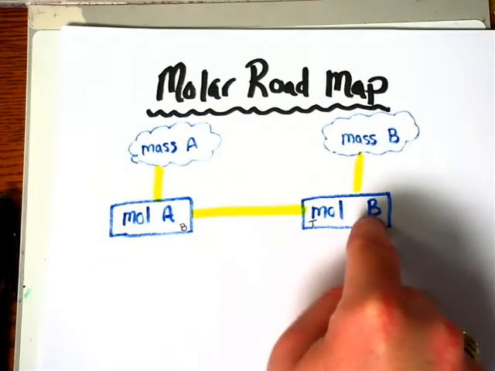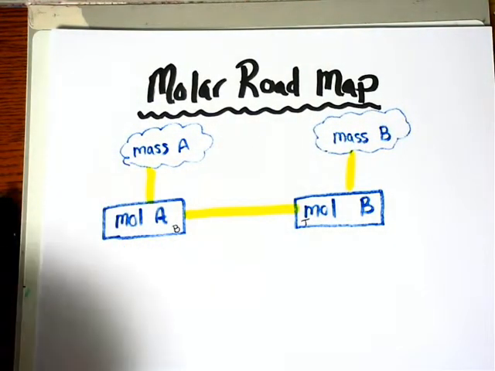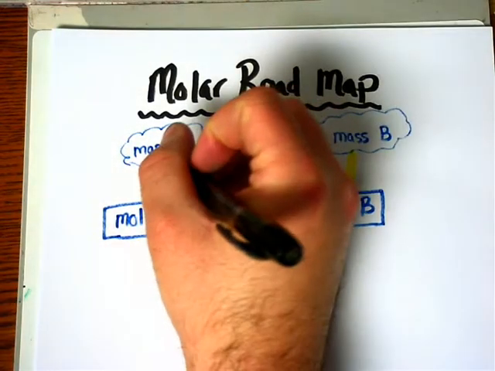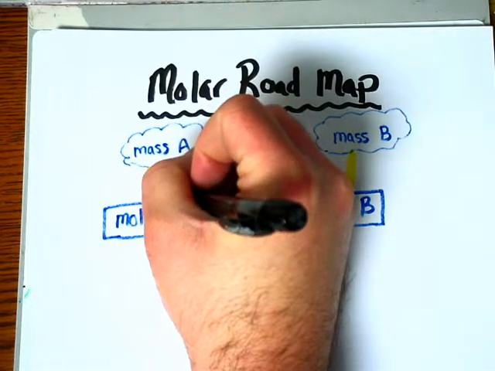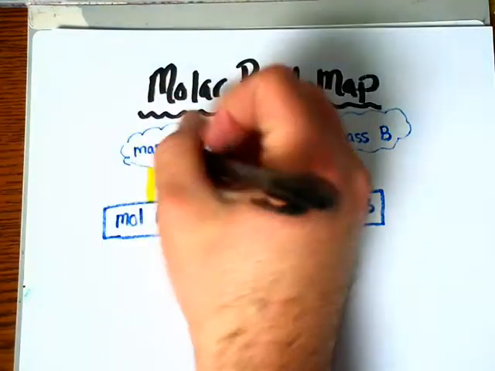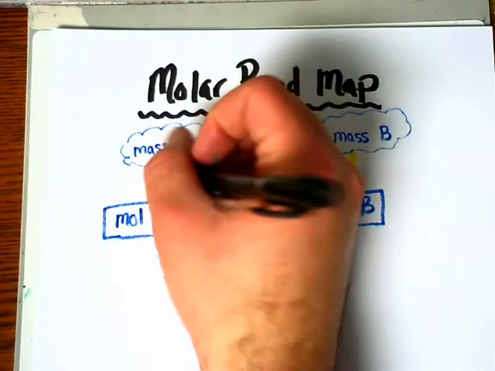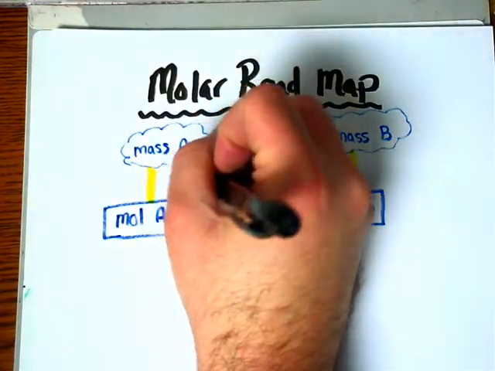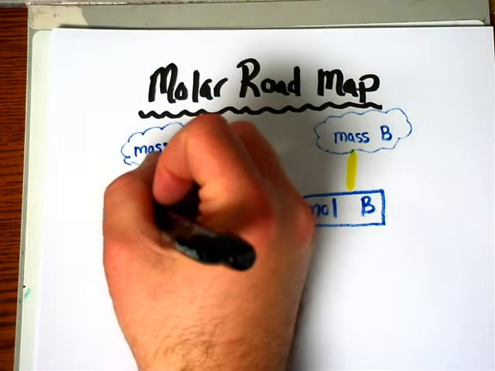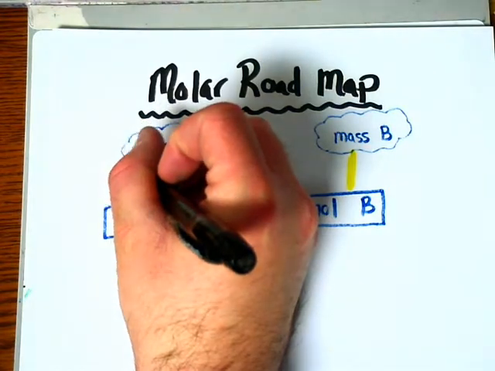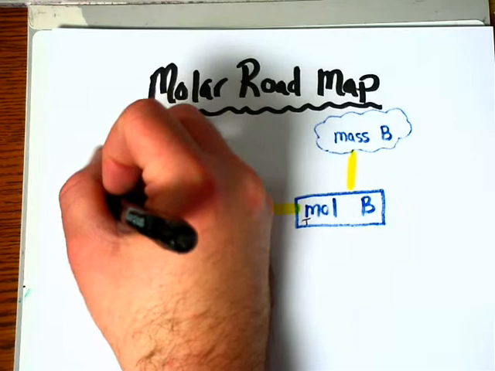Only 2. Not only do you need to know that there are roads, but you also have to know the names of the roads, so I'm going to give that to you real quick, and watch closely. If you're going from mass to mole, you divide by the molar mass. And if you're going away from the mole, then you need to multiply by the molar mass.